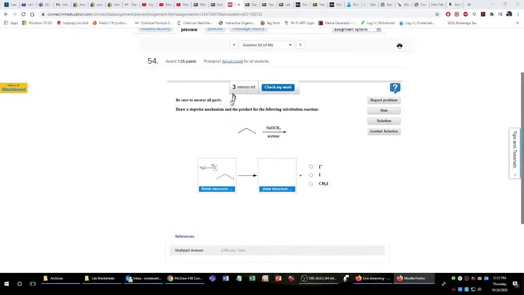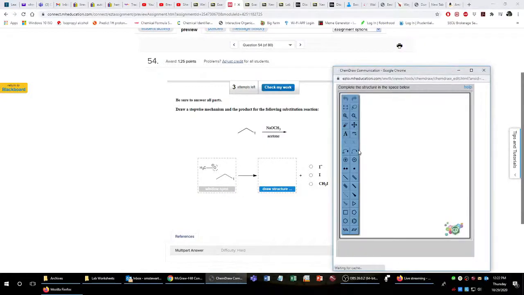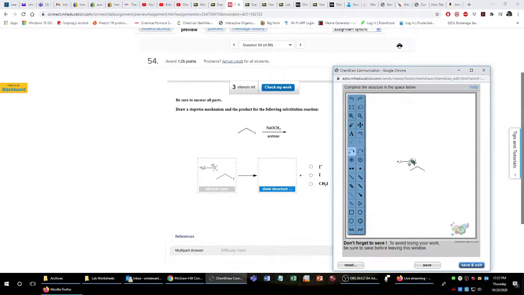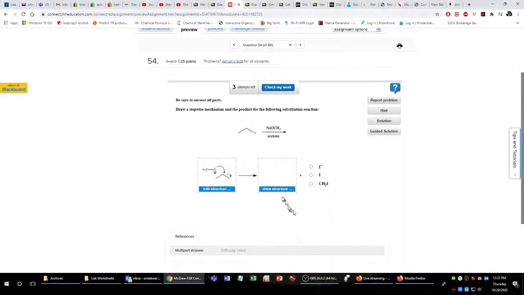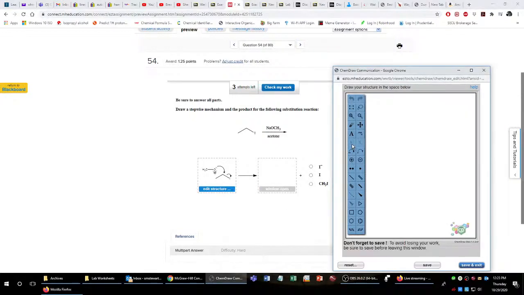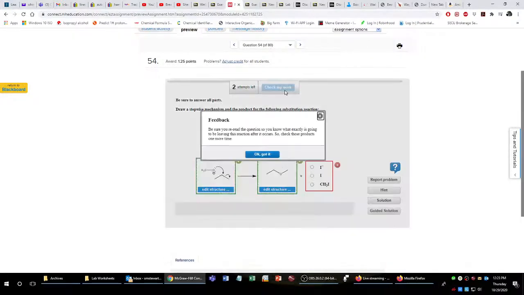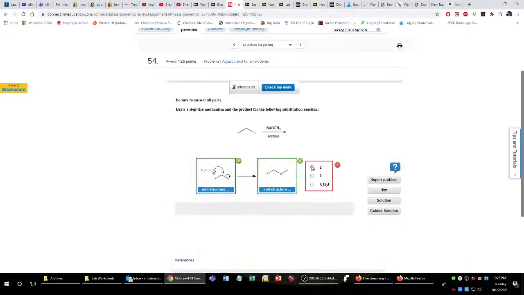So, question 54, draw a stepwise reaction for the product following substitution reaction. Again, this is just nucleophilic attack. So we have our oxygen attacking the carbon, and then breaking that iodine bond. Your final product here is just your ether. Oh, yeah, you displace an iodide.